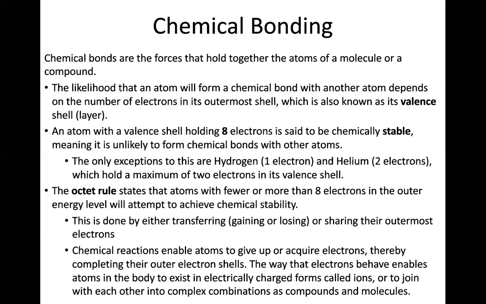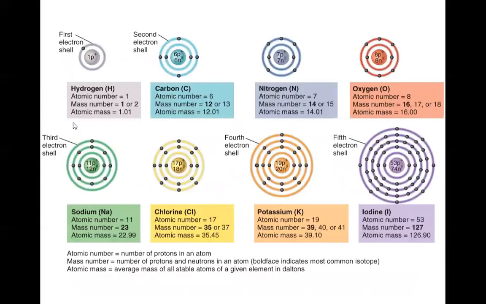Chemical reactions enable atoms to give up or acquire electrons, thereby completing their outer electron shells. The way that they do so behave enables atoms in the body to exist in electrically charged forms called ions, or to join with each other into complex combinations as compounds and molecules. So let's go through these 8 examples and figure out what those different atoms would want to do, or if they're ready and happy where they're at.